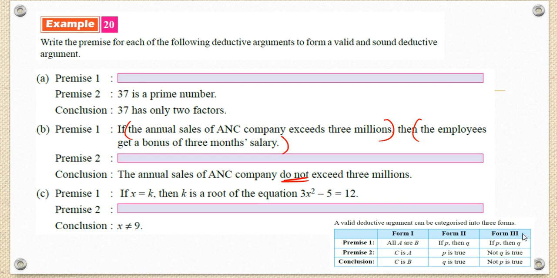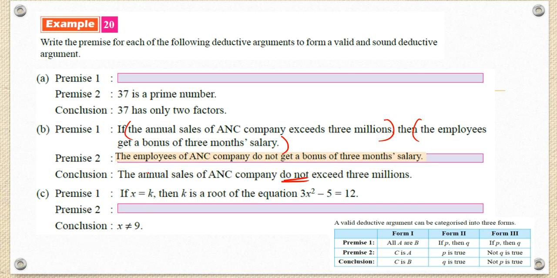Meaning this is argument form 3, by looking at this table. So how do you write premise 2? Not Q, not Q lah. The employees do not get a bonus of 3 months salary. Do not. Okay. Then we go to C.